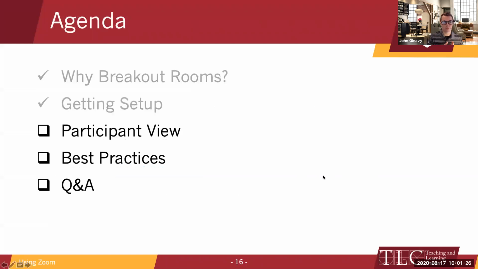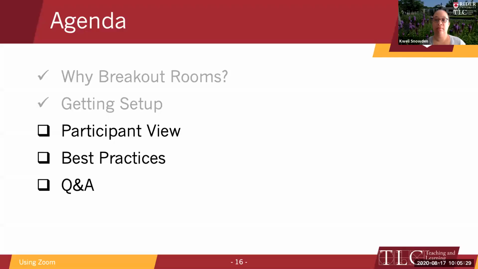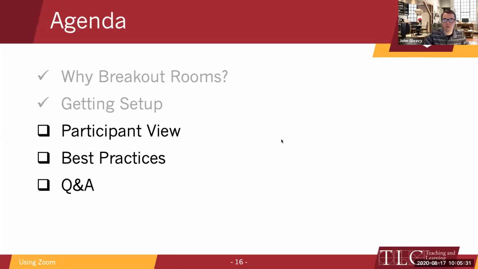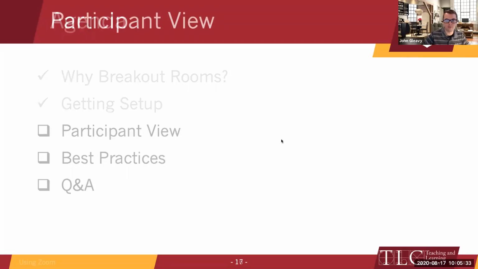So let's sum up what we've done so far. We've talked about why we are creating the breakout rooms in the first place, why it's important, and how we can go about that. We actually went through the logistics of getting set up for our meeting. What we're going to do now is go ahead and show you what it looks like from the student participant view. All right, so let's take a look at what it looks like from the student's end.